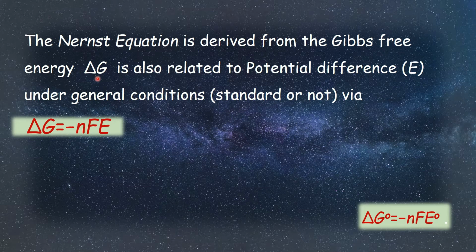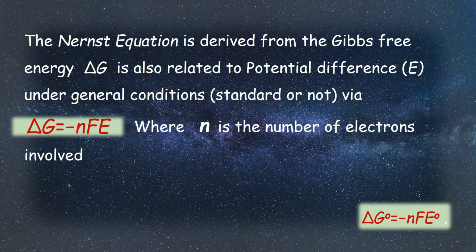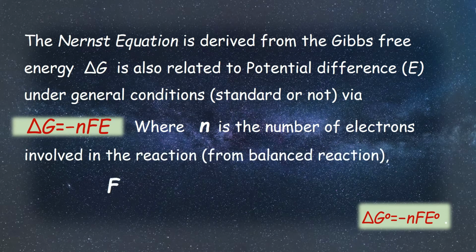Delta G is also related to potential difference. The equation is delta G is equal to minus nFE. Under standard condition, it is delta G0 equals minus nFE0, where n is the number of electrons, F is the Faraday, and E is the potential difference.